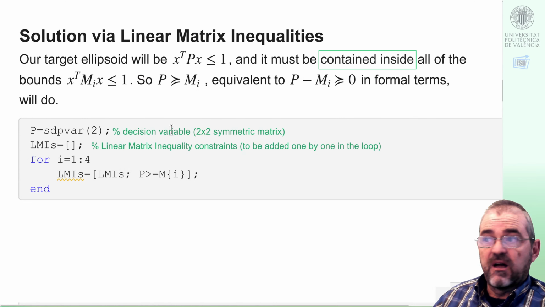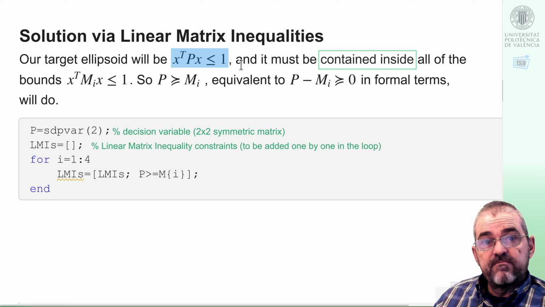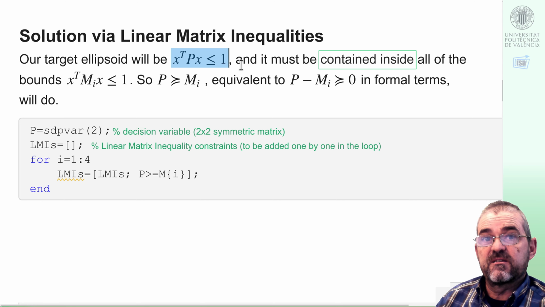So once we have our restriction, then we need to find the largest ellipsoid, defining some optimization problem. My target ellipsoid will be this one, and P will be a decision variable, and I must make that ellipsoid, ellipse in this 2-dimensional case, large enough, the largest possible actually. So I need to find P, fulfilling some conditions, some linear matrix inequality conditions.